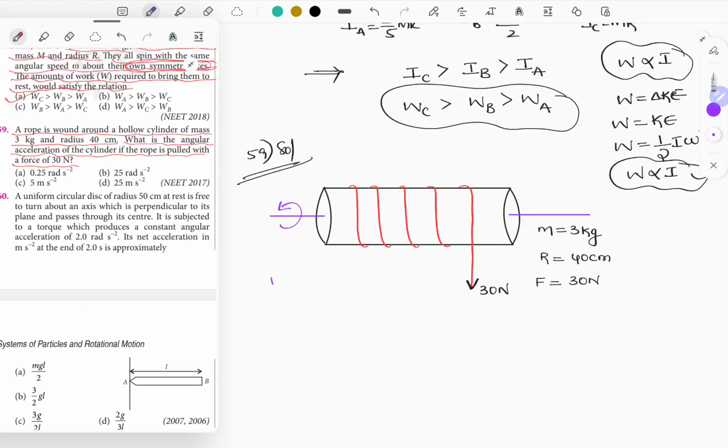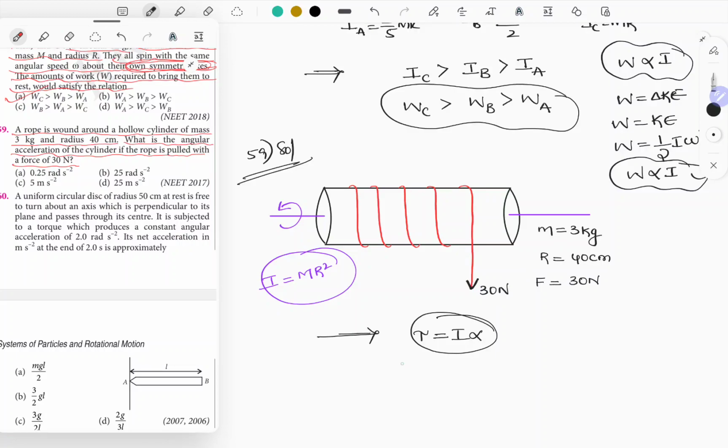So what's the moment of inertia of the hollow cylinder? It is similar to a ring. It is mr square, right? Now the question I need to find out is angular acceleration. Okay, so how can I find out angular acceleration? From the formula, torque is equal to I into alpha. Why should I use this formula? This is the first thing that we need to understand. Because there is a force and radius. Because of this force, this object is rotating. This 30 newtons force is called a rotational force.